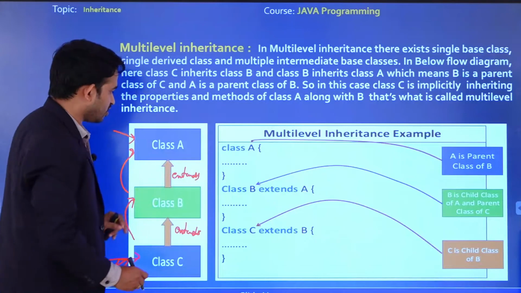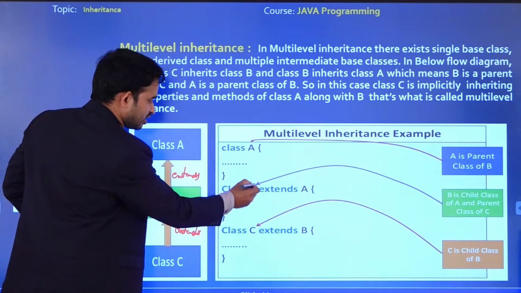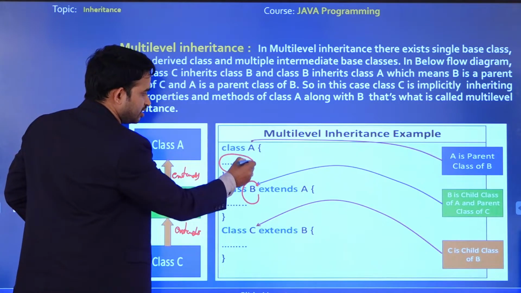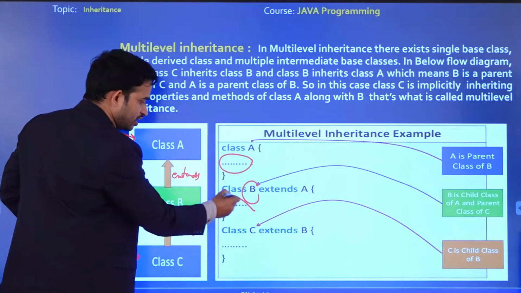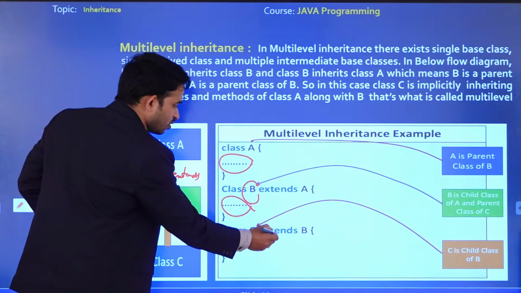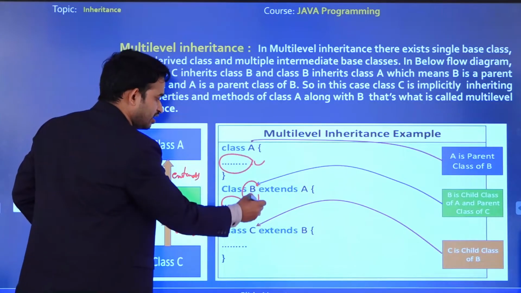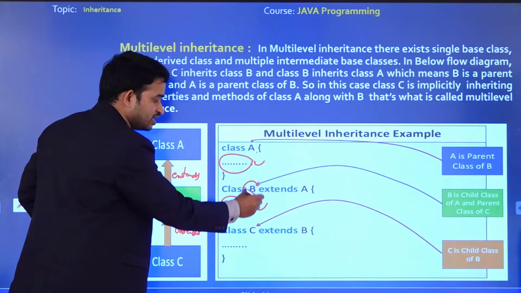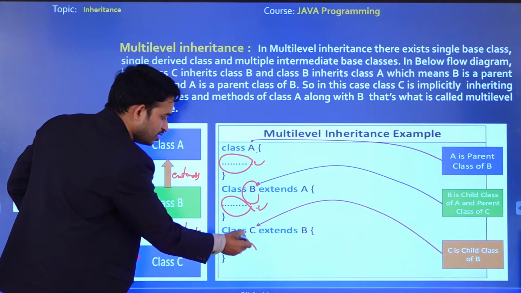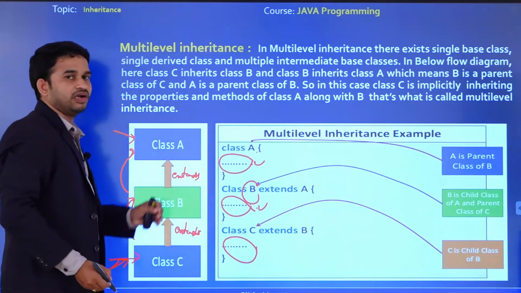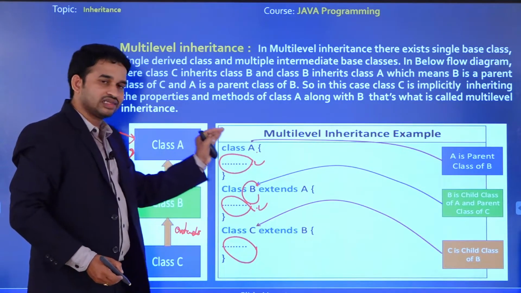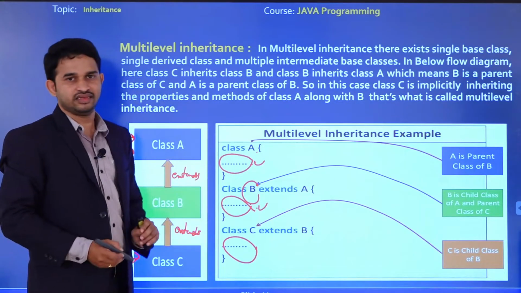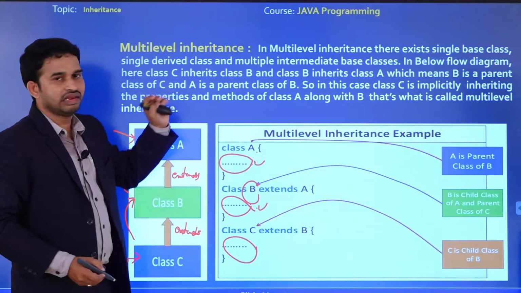One more thing here: whatever properties we declared in class A, those properties are available in class B, and also whatever properties are in B, both the properties of A and the properties of B are available in class C. That is the beauty of multi-level inheritance. Class A properties and class B properties are available in class C. So that is the meaning of multi-level inheritance.